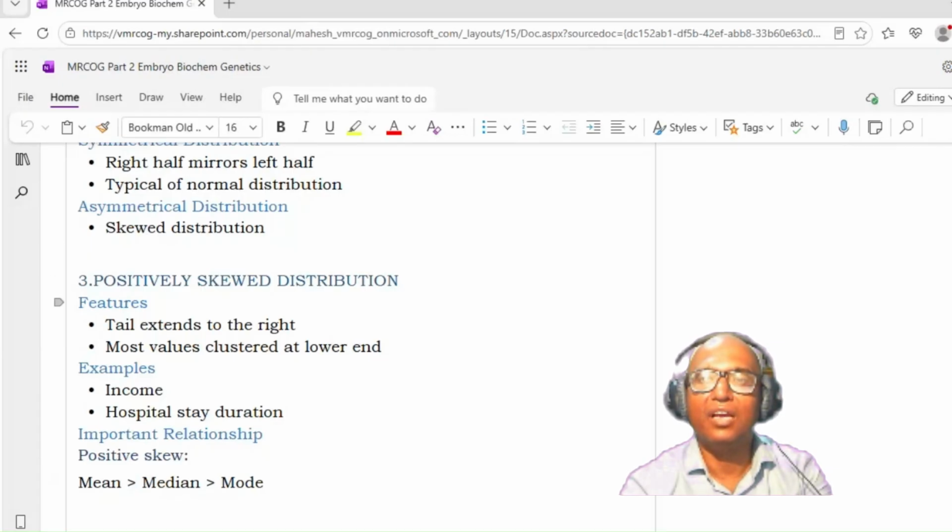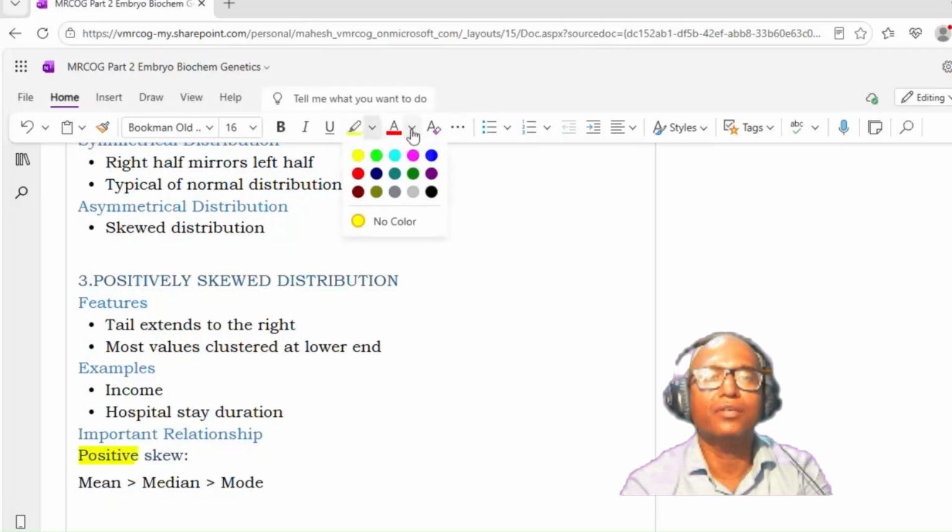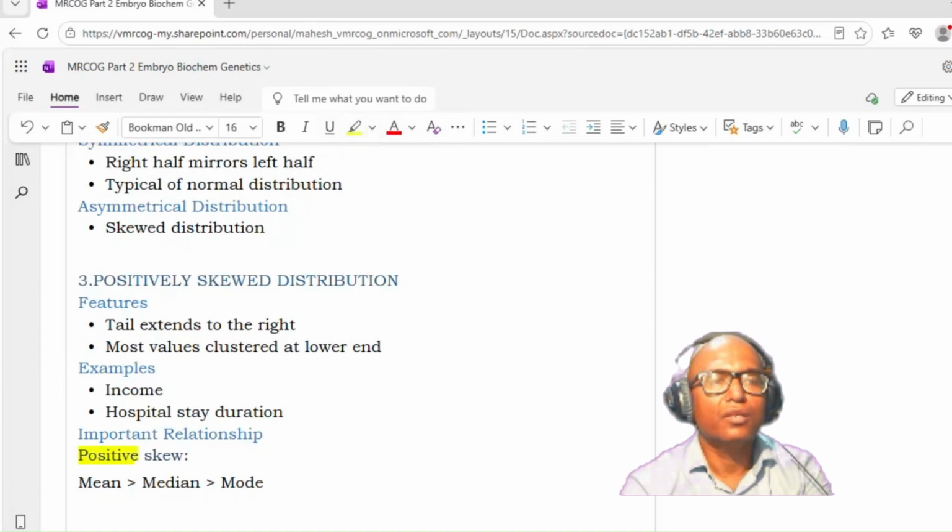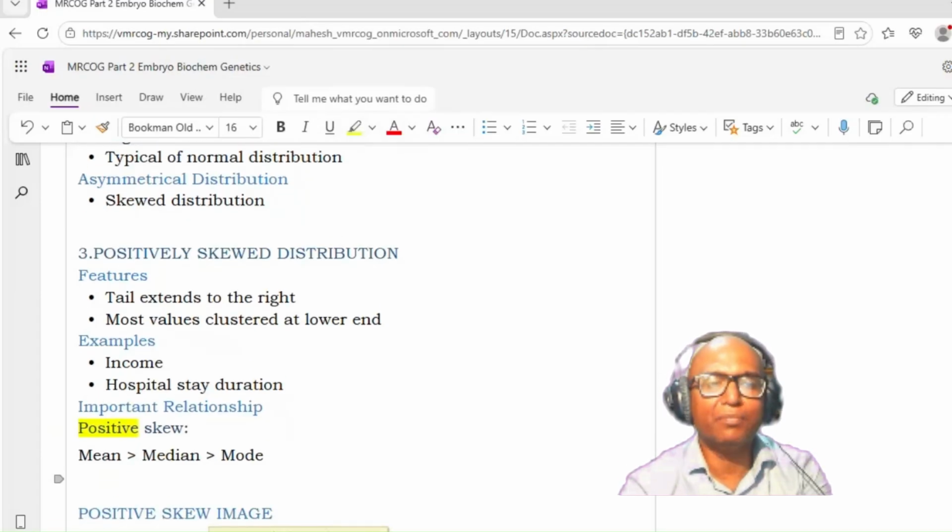Okay, graph is like this. So that is the positively skewed distribution. The tail extends to the right here. Here the mean is more than the median, and the median is more than the mode. This relationship you should also remember, because these are SBA questions.